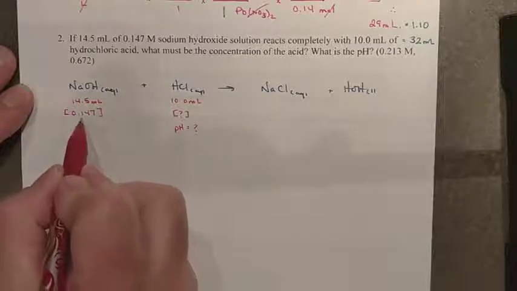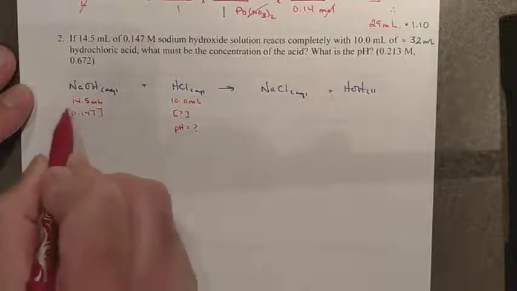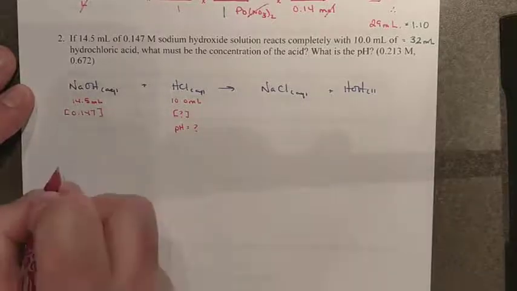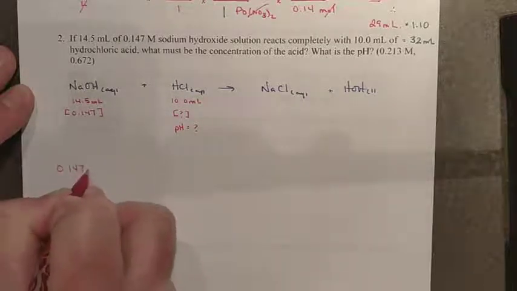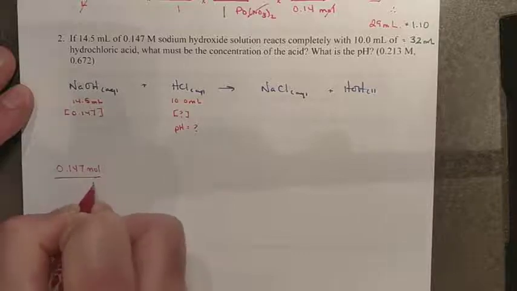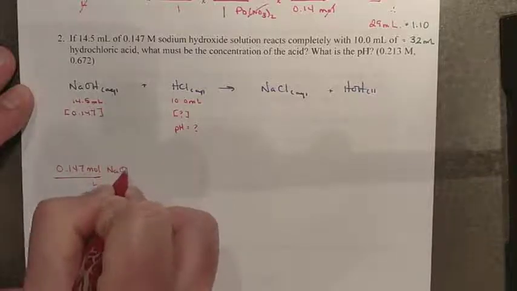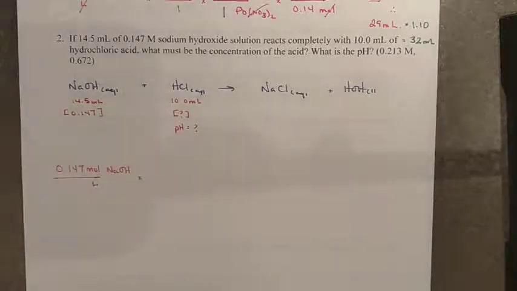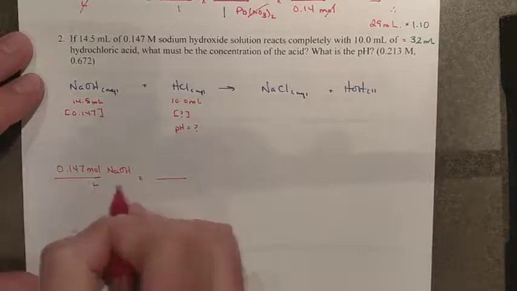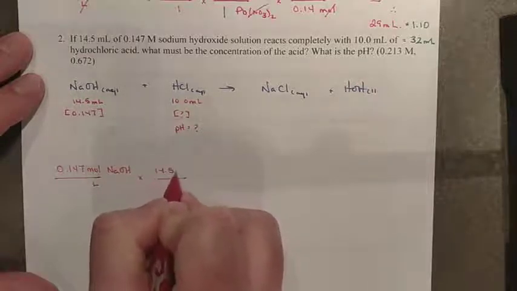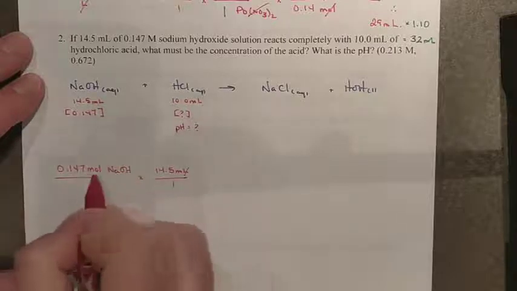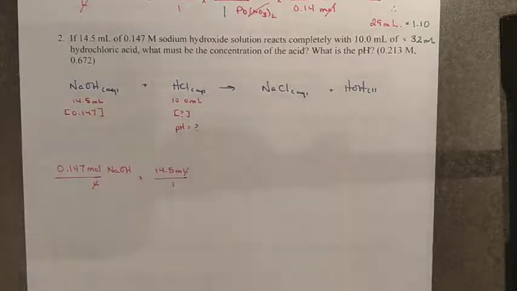I would probably start with the concentration of my sodium hydroxide. That's one of my givens, and it has moles in the numerator. So 0.147 moles per liter of my NaOH. You can see the differing volumes here, so I will have to limit this to moles, so I should cancel out my volume here. And so 14.5 mL of sodium hydroxide. The liters now go, and I have millimoles of sodium hydroxide.